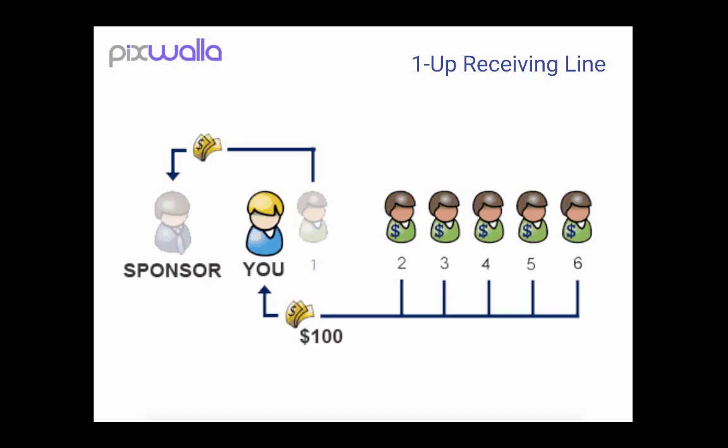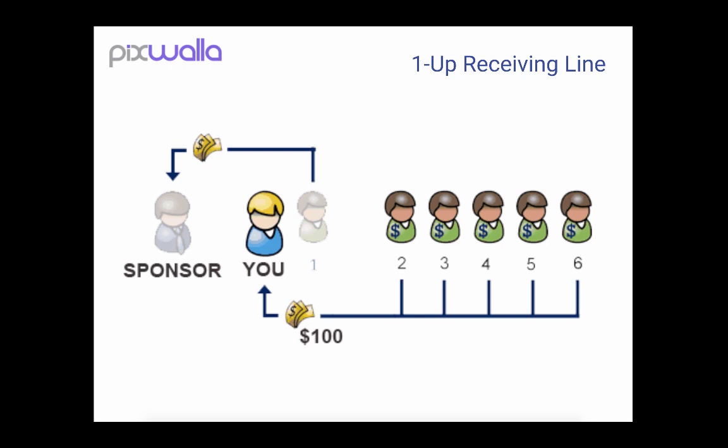The first one is called a one-up receiving line. So in this image, you can see you've got the blonde hair there. You make your first sale, which is that number 1 guy. That first sale gets passed up to whomever referred you into the business, so your sponsor. So whoever brought you into this company, that sale is going to get passed up to that person. Now, the number 2 guy that you bring on board, the 3rd, the 4th, the 5th, the 6th, you're going to get paid $100 per sale on each and every one of those.